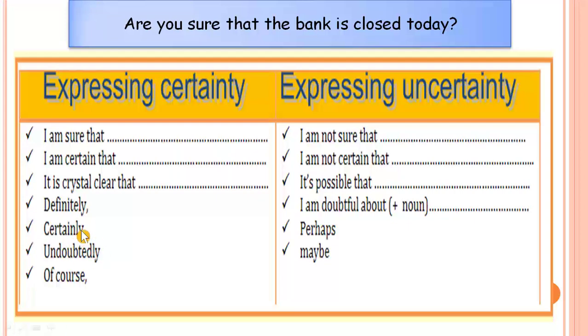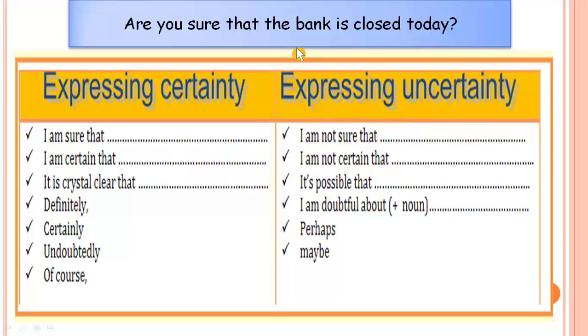Or you could say simply definitely, this is an adverb. Definitely I am, or definitely. مثلا, are you sure that the bank is closed today? You could say definitely, حتما, or certainly, بكل تأكيد, or certainly I am, or undoubtedly. By the way, undoubtedly we don't pronounce the B, okay? We say undoubtedly. We don't pronounce this sound, which is B. ما كنطقش B. Undoubtedly, which means بدون شك. Or you could say of course I am or of course. Okay, كتعني بالطبع.